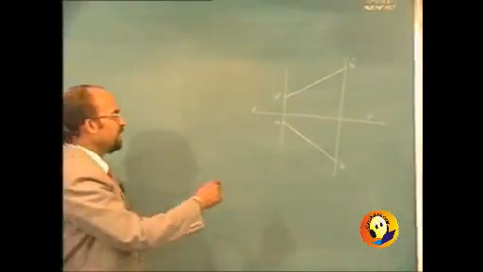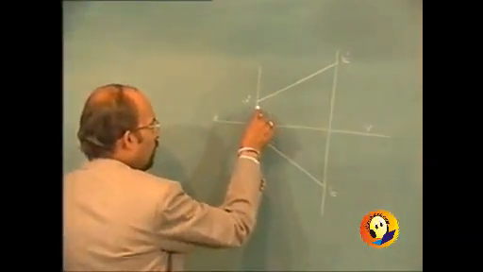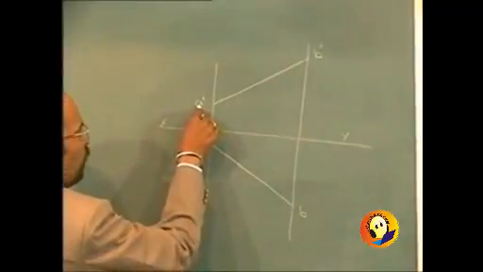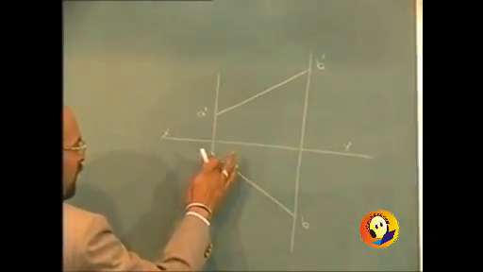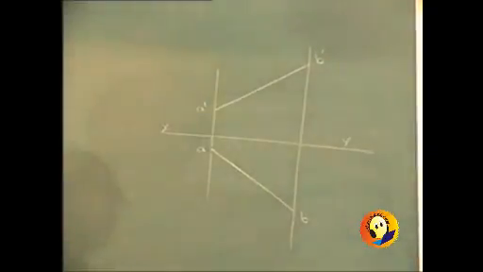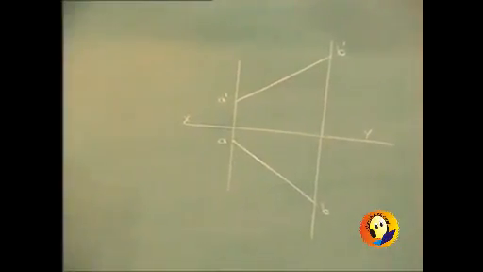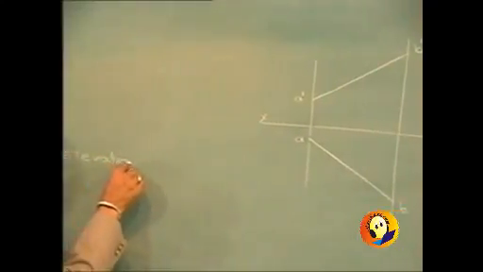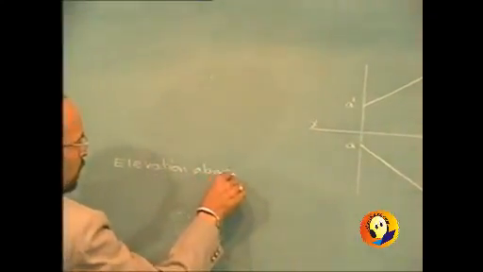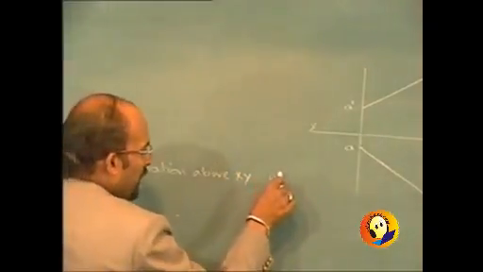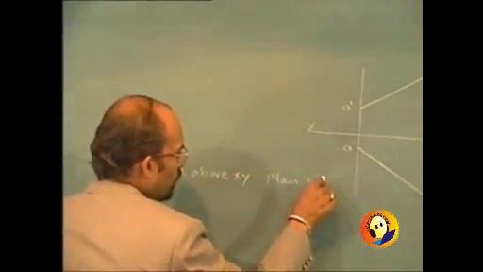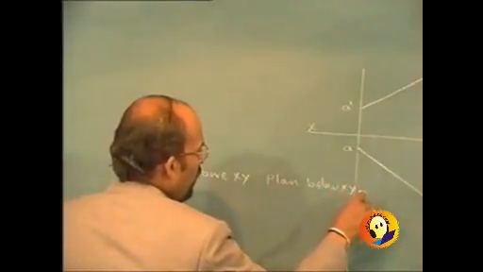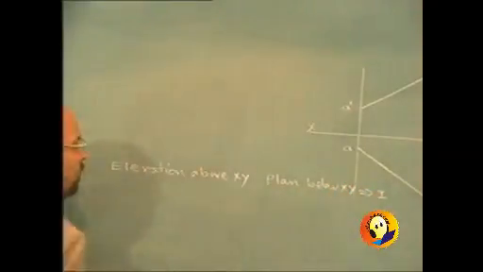And then we check each and every point on it. Point A is above horizontal plane and in front of vertical plane, or you can always remember that elevation above XY, plan below XY, point will belong to first quadrant. Another description that I am giving you over here is elevation above XY line, plan below XY line, point will belong to first quadrant.